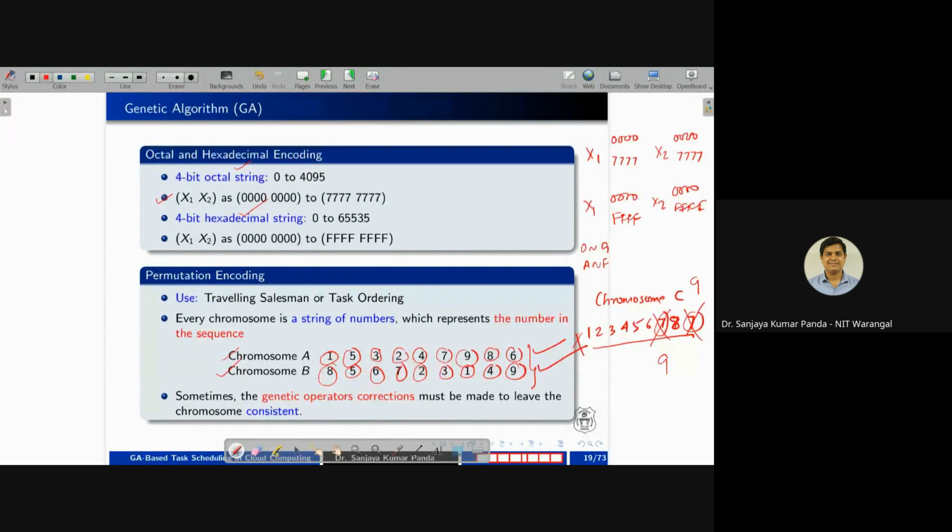So sometimes whenever we are generating the chromosomes, we find that there are some chromosomes which are not correct. Their sequence is not correct, or there is some mistake. What we do in that case is simply correct such chromosomes using genetic operators. We call that genetic corrections. We correct that one, then we include it in the initial population.